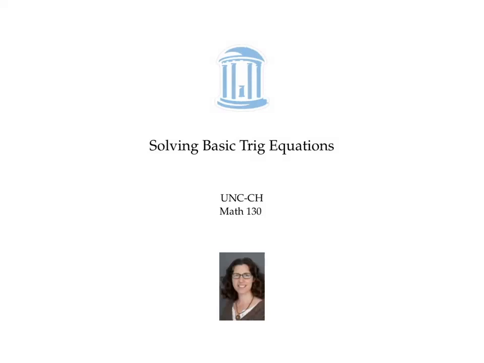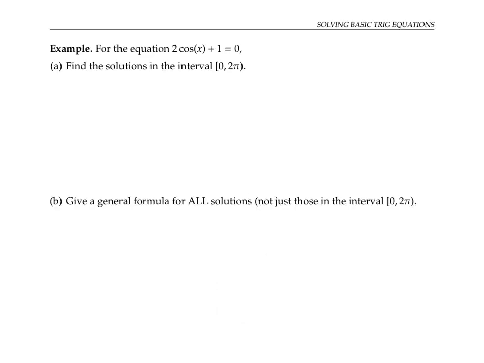This video is an introduction to solving trig equations. Let's start with the equation 2 cosine x plus 1 equals 0. I want to find all the solutions in the interval from 0 to 2 pi, and then get a general formula for all solutions, not just those in it. Let me start by rewriting this equation to isolate the tricky part, which is cosine of x. So I'm going to write 2 cosine x equals negative 1, and then divide both sides by 2. Now I'm looking for the angles x between 0 and 2 pi whose cosine is negative 1/2.